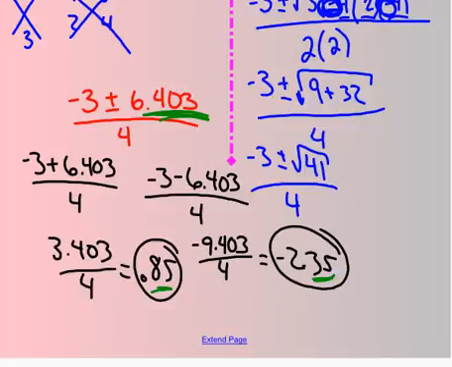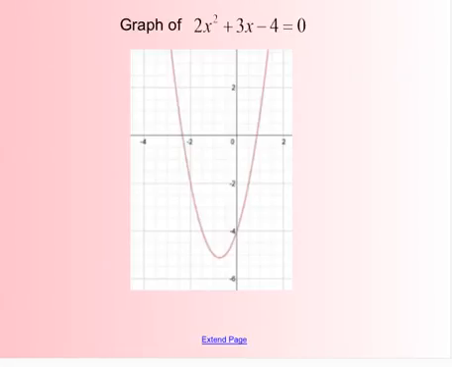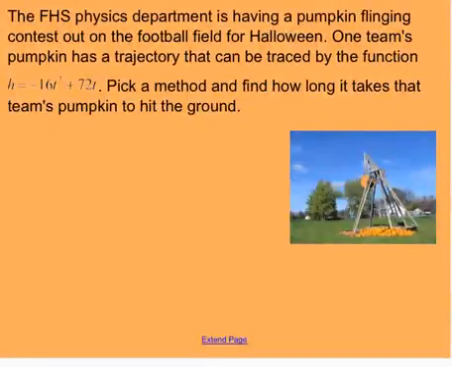Alright, so if you struggled with that, make sure you ask some questions. So you see this graph, alright, so we had like negative 2.35, that's about there, and about 3.5 there. These are going to be awesome problems moving forward.